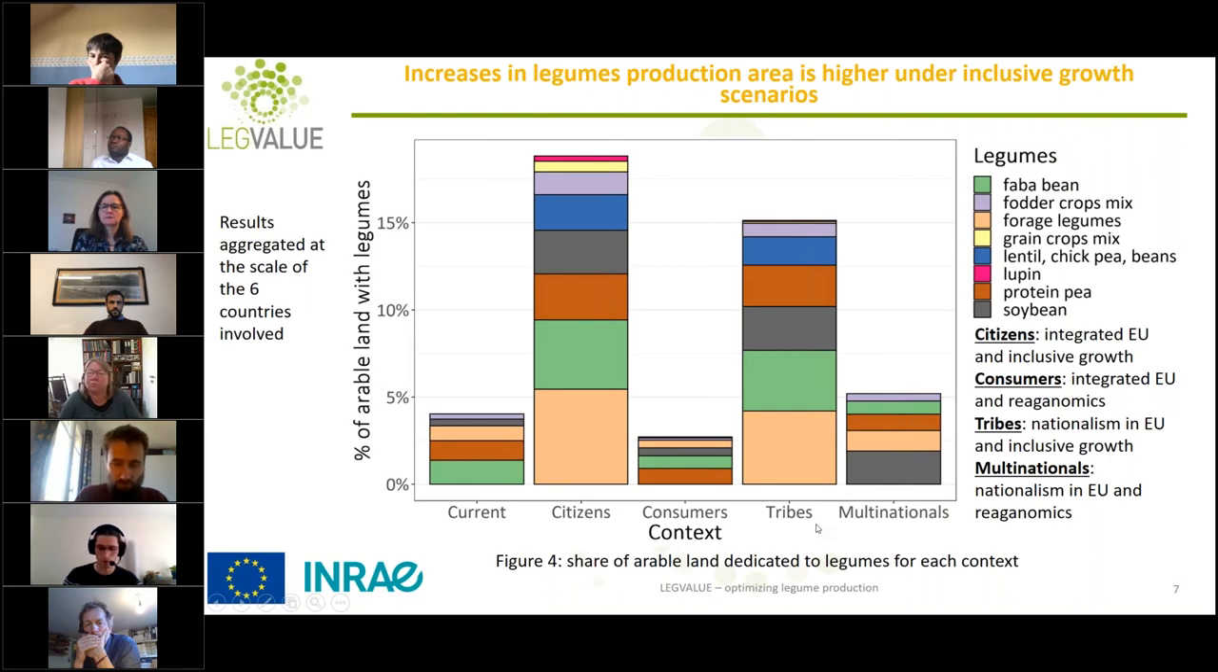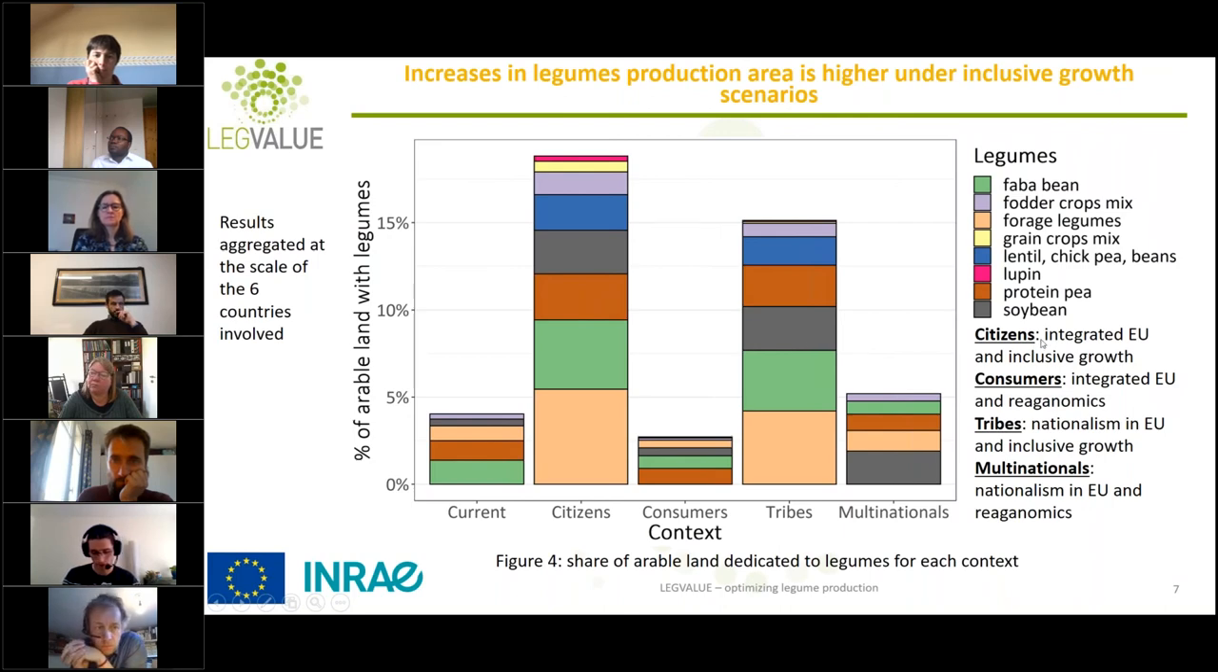Dry pulses for human-only consumption, like lentil, chickpea, and sometimes beans, also develop a lot. Like you can see currently, they are not even represented in the statistic we had, but they can represent a noticeable share in the end.